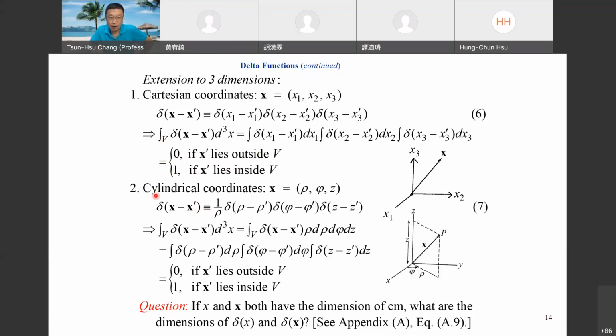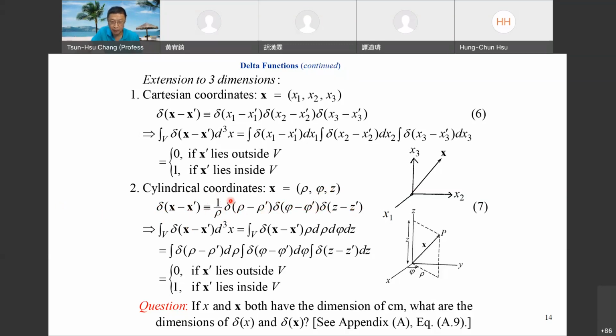Okay? For a cylindrical coordinate, 圆柱形的 cylindrical coordinates, we need x, y, z, more than 2, so we use rho, phi, z. For the delta function, delta(x − x prime), we write it in this form: delta(rho − rho prime) times delta(phi − phi prime) times delta(z − z prime).